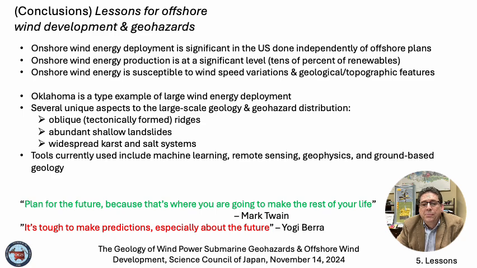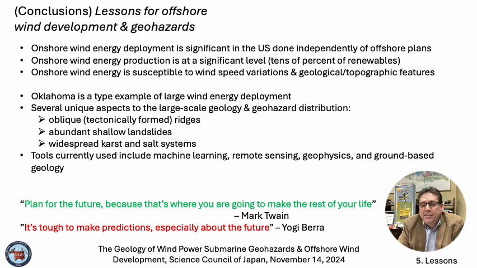It's susceptible to wind speed variations and geological and topographic features. That's a really important point, one that I think is transferable to offshore wind geohazard siting or assessing, that basically we do look at how geology and wind turbine distribution are related to one another. And it's an example of large wind energy deployment in Oklahoma. And we see several unique aspects to the geology and geohazards. First, we see these tectonically produced ridges are compatible with the wind energy distribution. They just control the distribution of the turbines, but the wind itself cuts across those ridges and produces the energy.